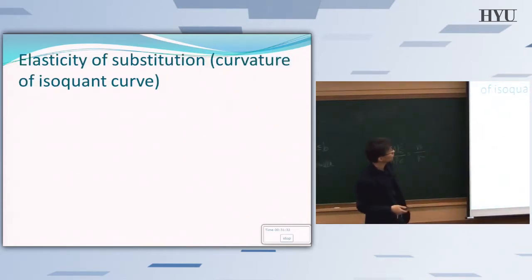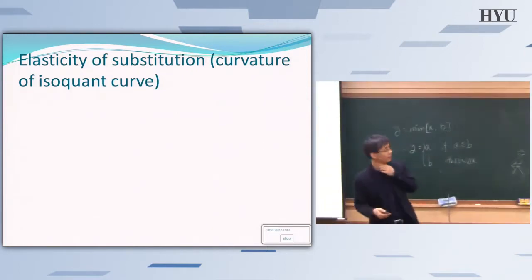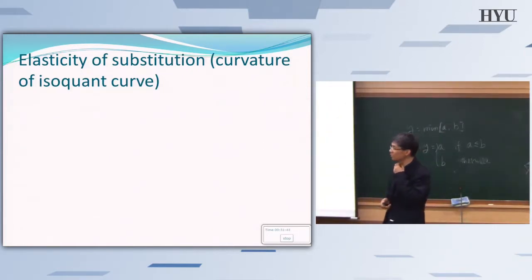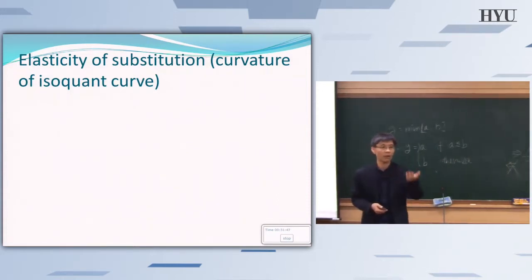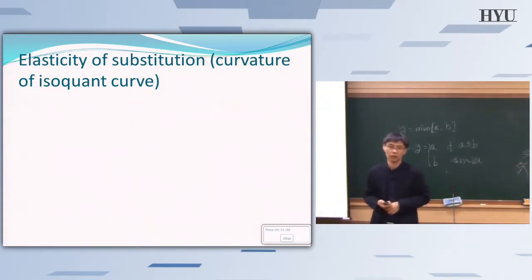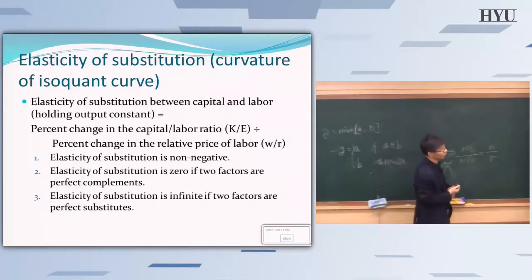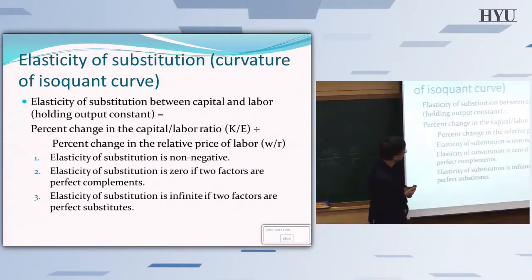And to summarize that kind of characteristic, we have something called the elasticity of substitution. Basically, the elasticity of substitution tells you, in a way, the curvature of the isoquant curve, how curved the isoquant is. The definition is the percentage change in the capital labor ratio, K over L, divided by the percentage change in the relative price of labor, W over R. I'm not going to go into detail about this. And elasticity of substitution is non-negative.